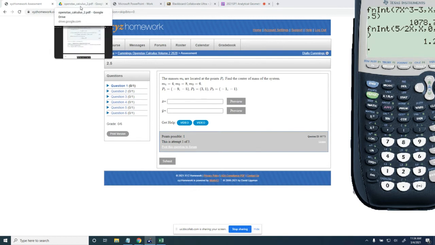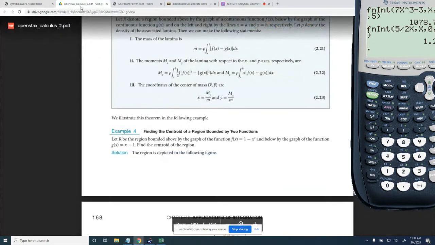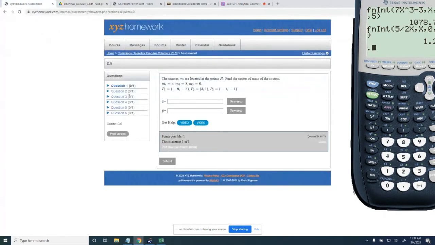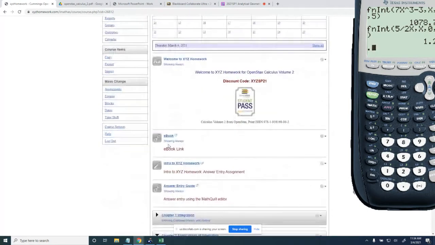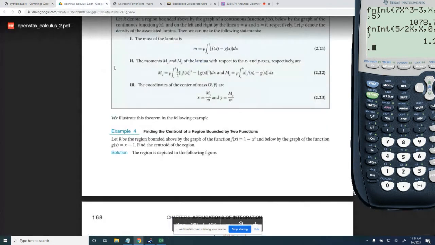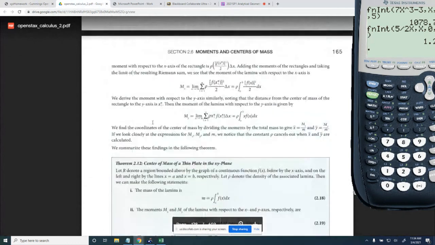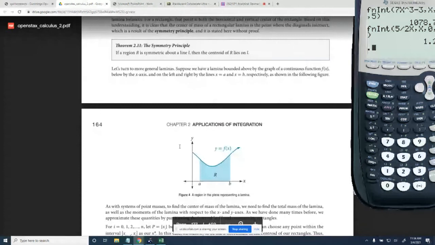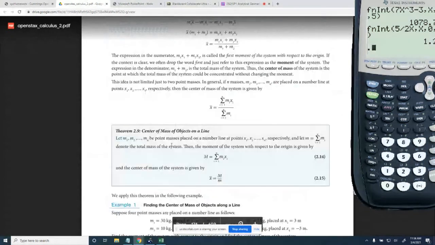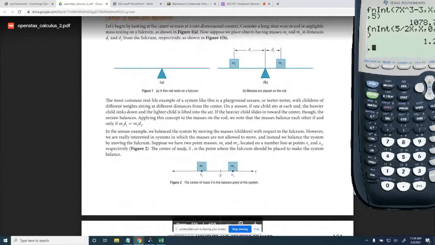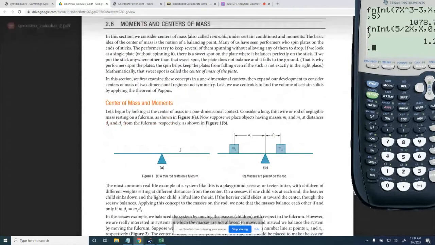Now I'm going to open up our textbook. In order to open up the textbook, in the XYZ homework, there's a link that says ebook. If you click on that ebook, it will bring up the textbook. On page 160, it talks about moments and the center of mass.